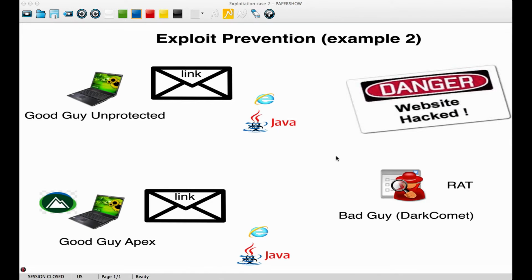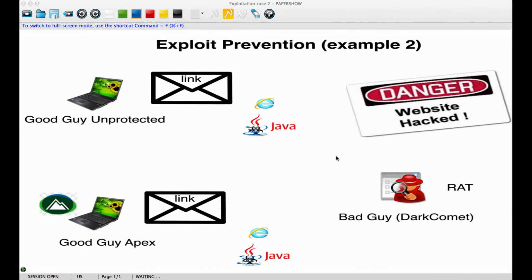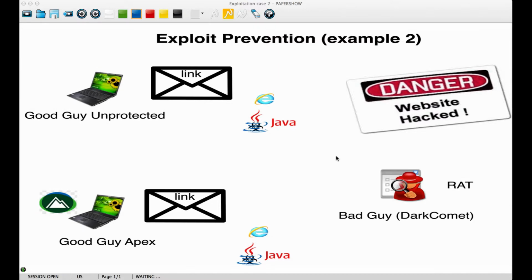Well, now that we did all the prep work that we did before, we're going to be showing more attacks very quickly. Similar as before, we have the three VMs that we show: the good guy unprotected, the one protected with Apex, and the bad guy running Dark Comet. And this time the unsuspecting user gets an email with a link to a website that maybe he trusts.